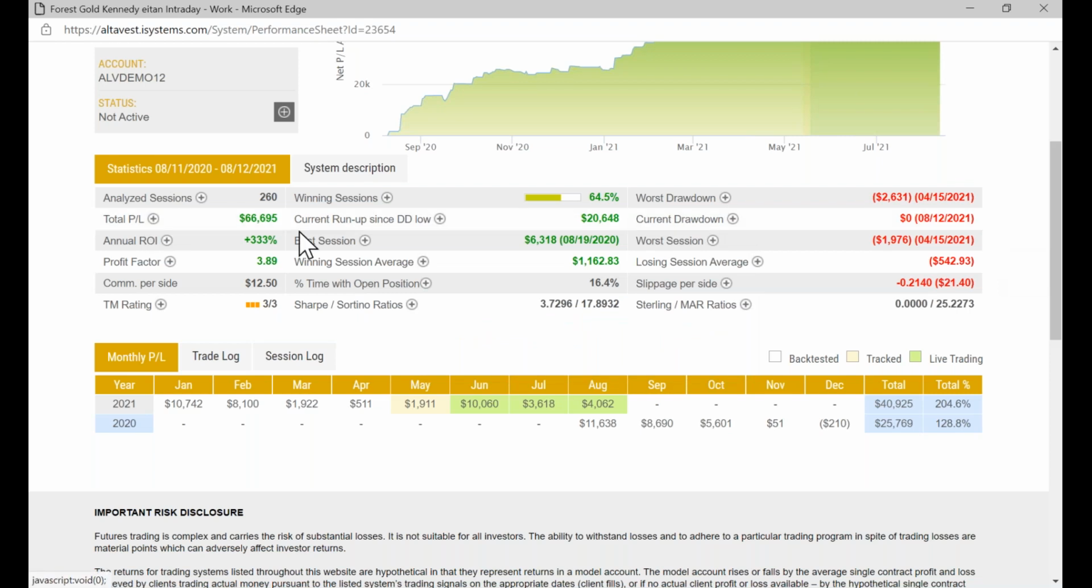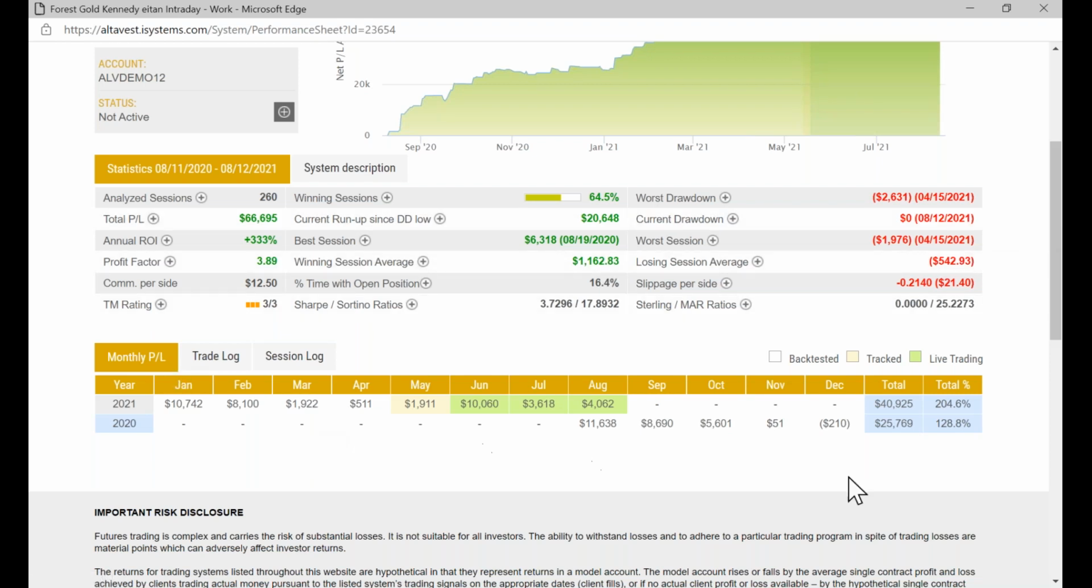Your total profit and loss, your annualized ROI, profit factor. This is your best winning session, $6,300. Your worst, about $2,000. You can see here that percentage of time in the market, just about 16%. So that's not always going to be trading. It's not a high velocity type of day trading system. It's a little bit lower velocity, I'd say. And so you get the idea here.